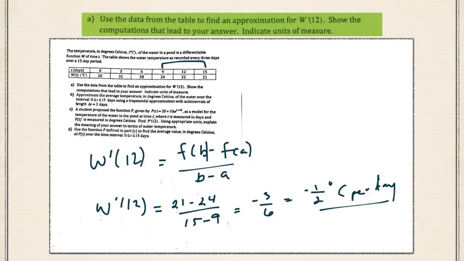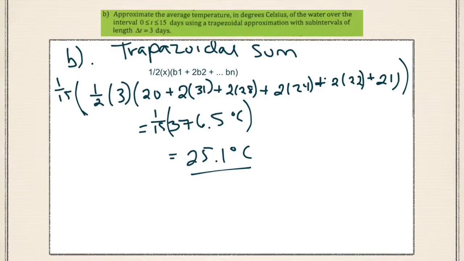To find W prime of 12, we would do f of b minus f of a over b minus a. This would lead us to the answer of -1/2 degrees Celsius per day. Part B. Approximate the average temperature in degrees Celsius of the water over the closed interval 0 to 15 days using a trapezoidal approximation with subintervals of length change in t equals 3 days.